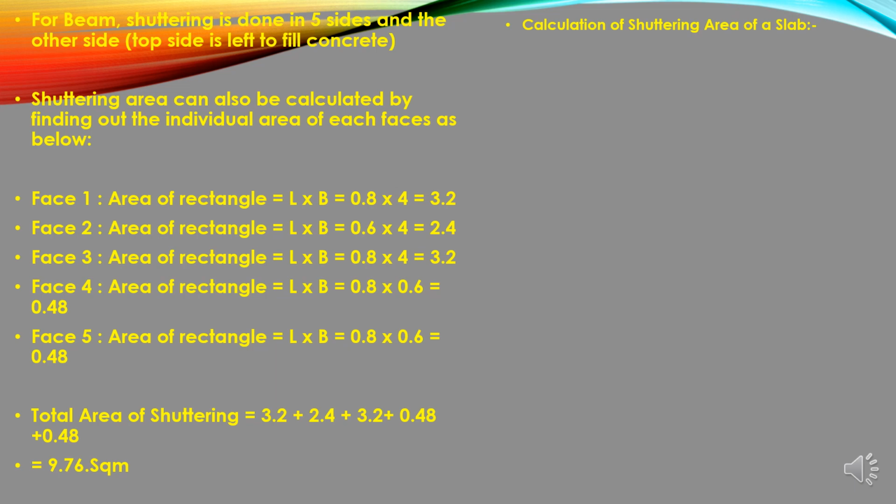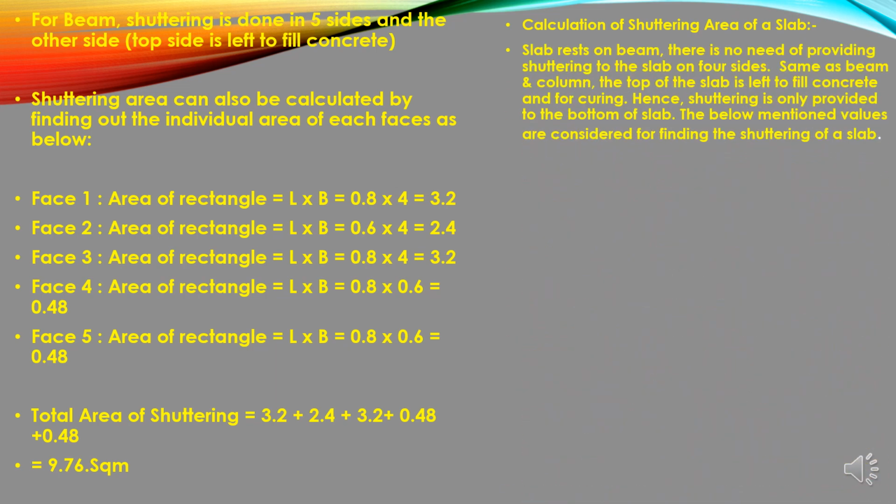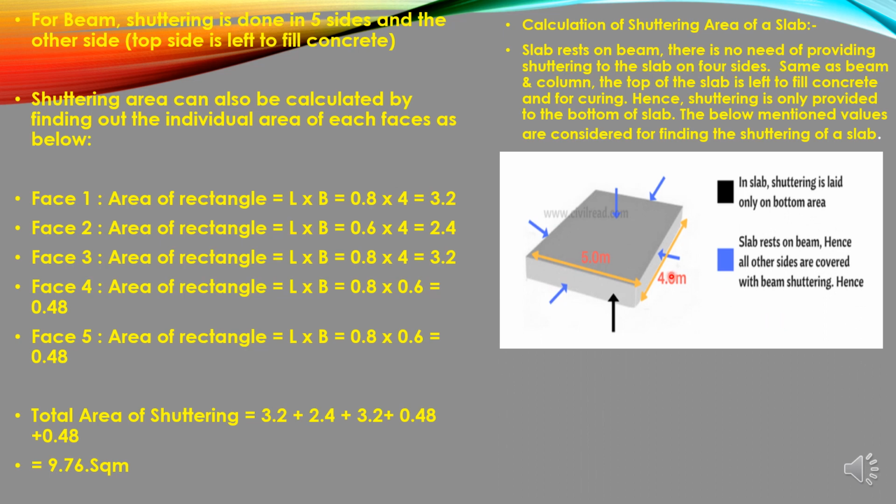Calculation of area of slab. Slab rests on the beam. There is no need of providing shuttering to the slab on 4 sides. Same as beam and column, the top of the slab is left open to fill the concrete. Hence, shuttering is only provided at the bottom of the slab. The below mentioned values are considered for finding the shuttering of a slab. See the images.